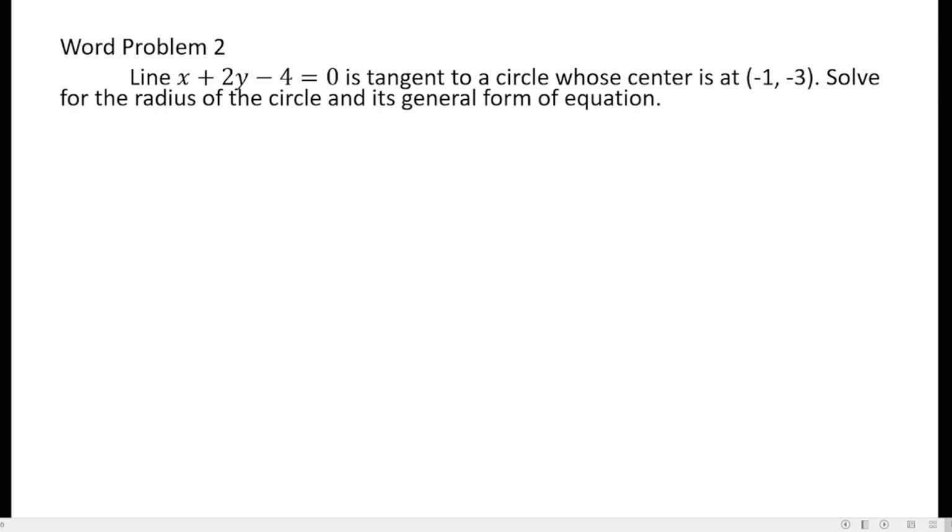For word problem number 2, guys, we have actually a different situation. We have a given line x plus 2y minus 4 equals 0 that is tangent to a circle whose center is at negative 1 and negative 3. Now our goal is to solve for the radius of the circle and solve for its general equation.